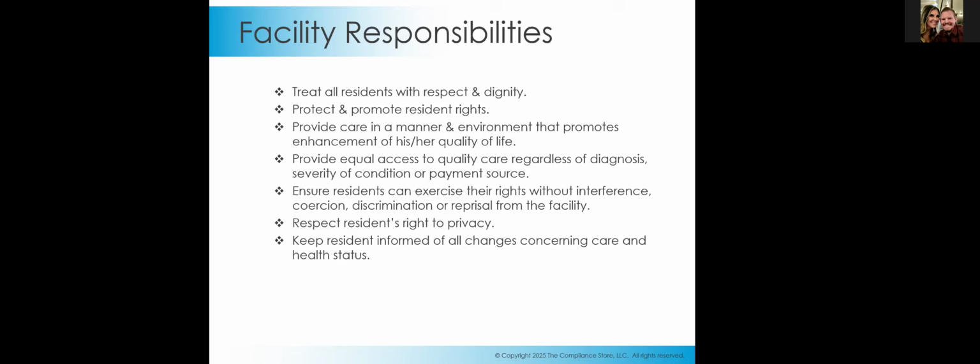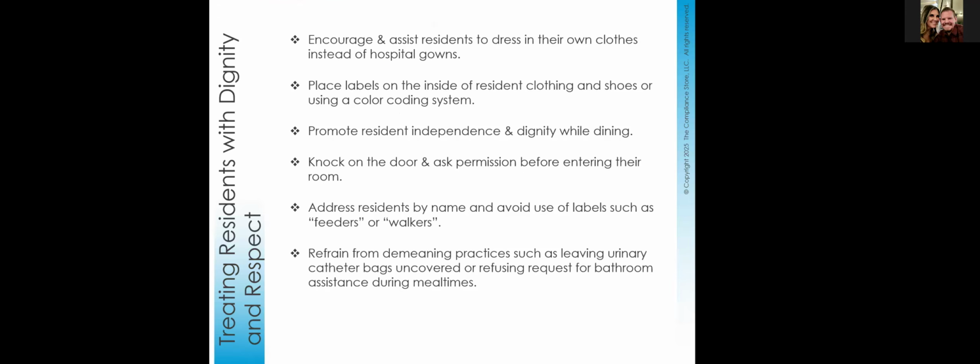So we're going to treat all residents with respect and dignity. We've talked about this in great detail. Protect and promote resident rights, and provide care in a manner and environment that promotes enhancement of his or her quality of life. We're going to provide equal access to quality care regardless of diagnosis, severity of condition, or payment source. We're going to ensure residents can exercise their rights without interference.